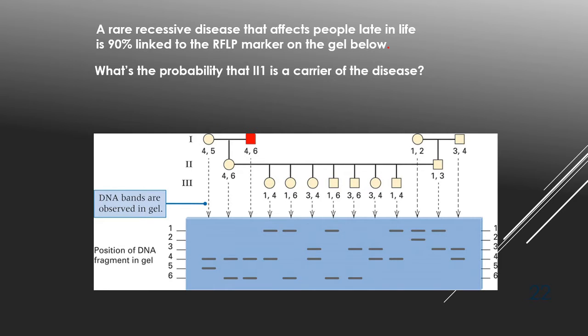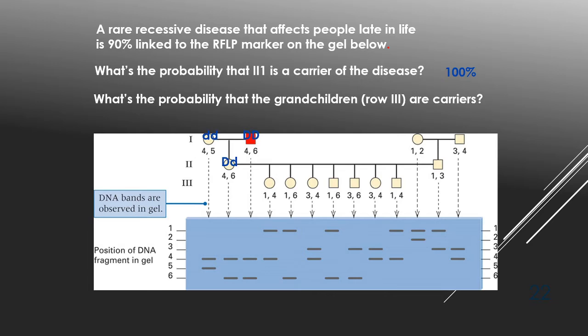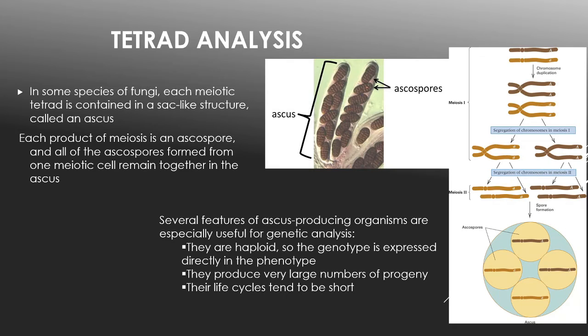What is the probability that 2-1 is a carrier of the disease? You have the markers there, 100%. What is the probability that the grandchildren are carriers? Right now it is reversed. Anybody that has that DNA marker, which is similar to the grandfather's, has the disease.